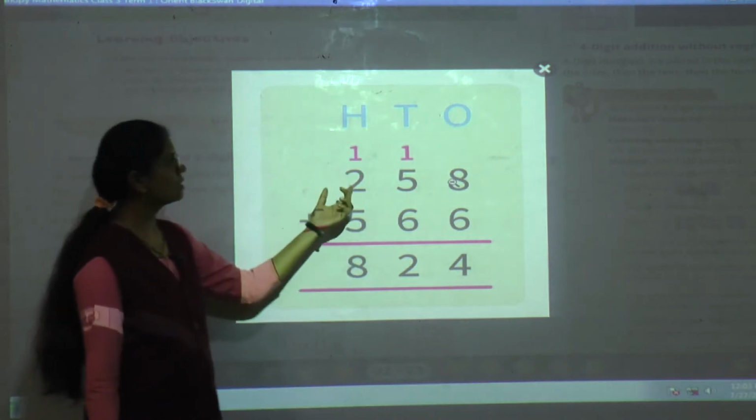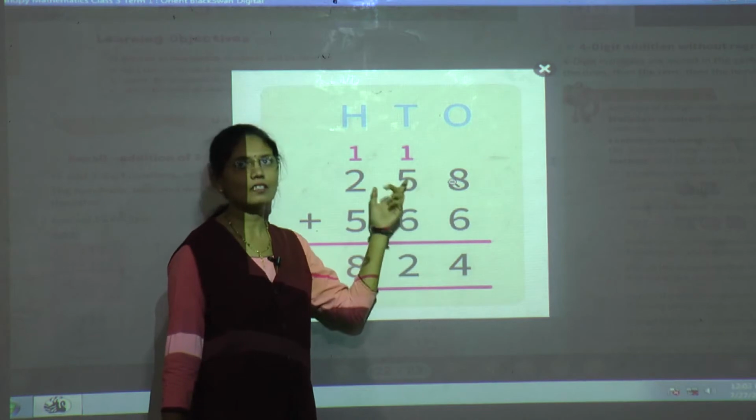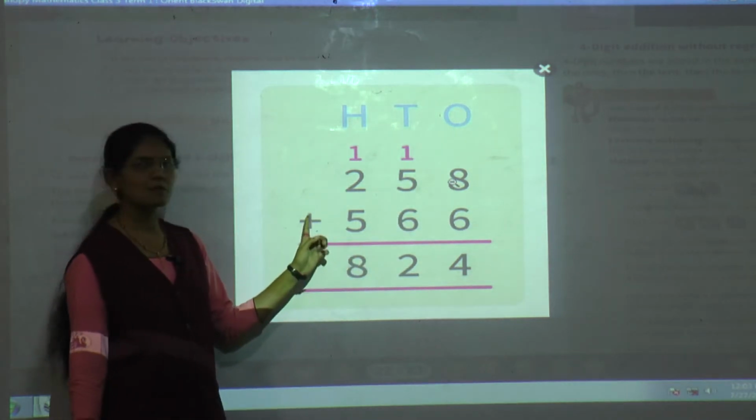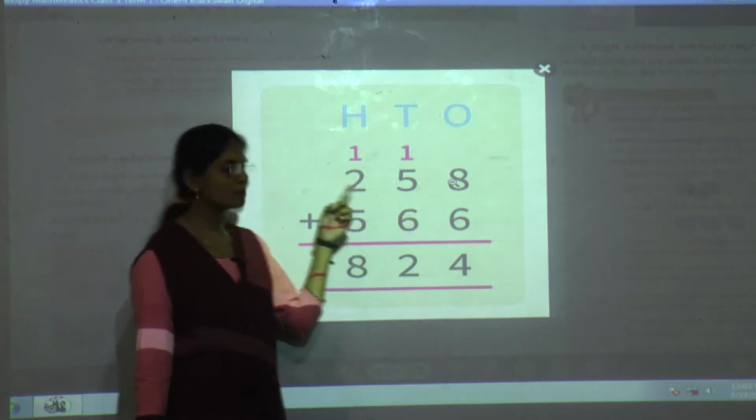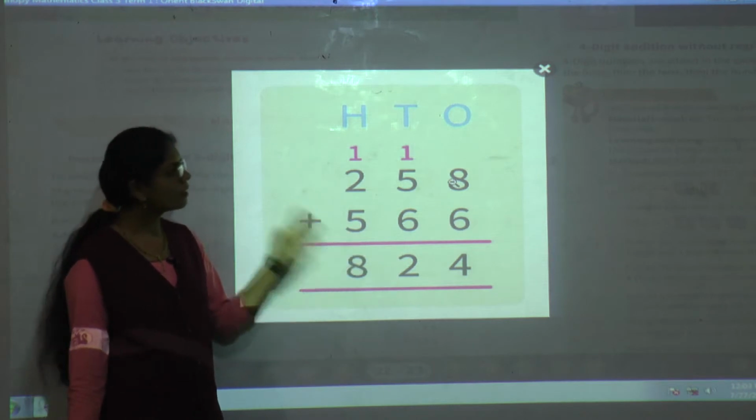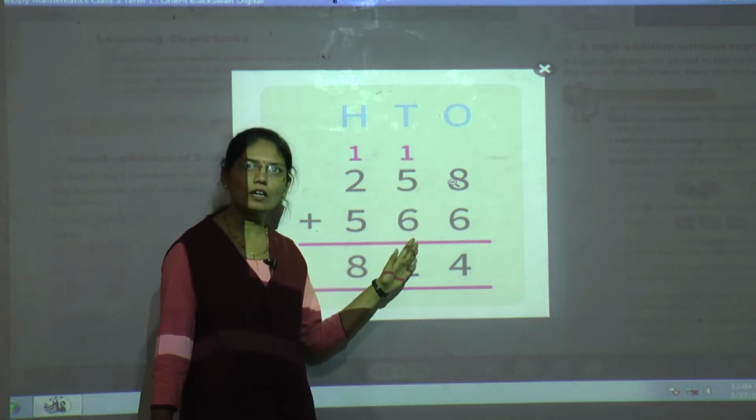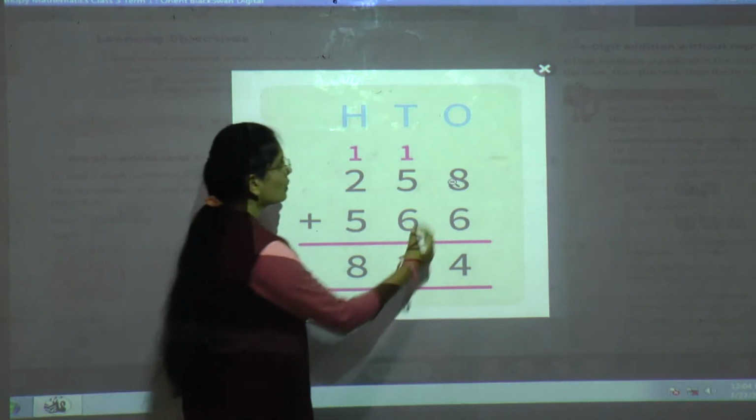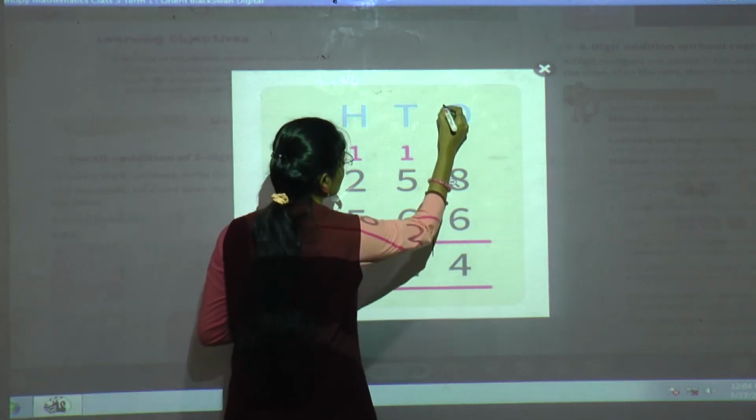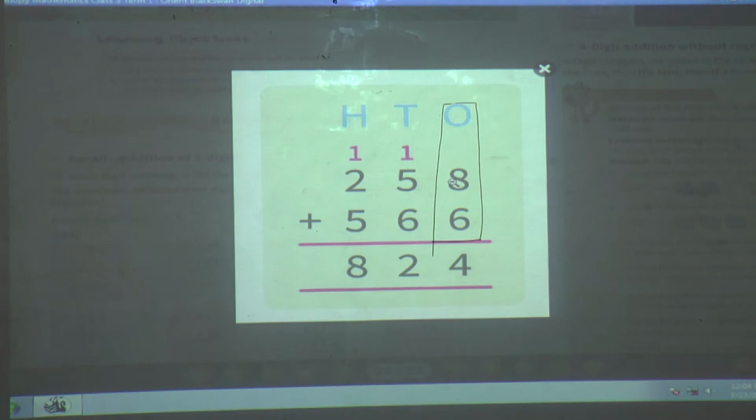Okay, now this is a 3-digit addition. 258, this is a 3-digit number. Plus means we have to add 566, this is also 3-digit numbers, means here we have to add 3-digit numbers. Now what is the first step? We have to write these numbers one below the other. Okay, now see the ones place numbers. Now here in the ones place digit, which two numbers you can see? Yes, here two numbers you can see, that is 8 and 6.